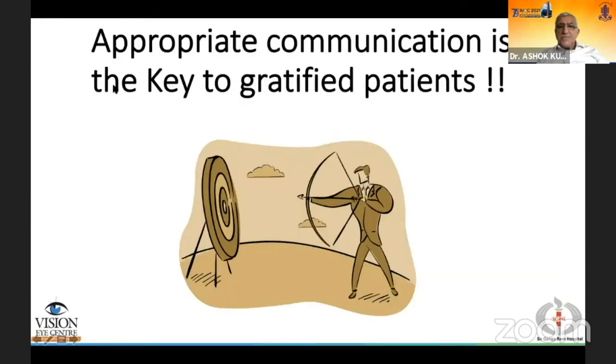So to conclude, appropriate communication is absolutely the key to having patients who will trust you, who will remember you, who will come back to you again and again.